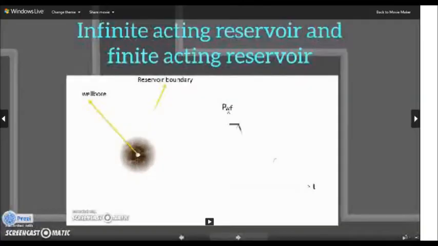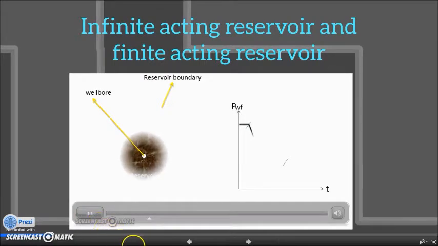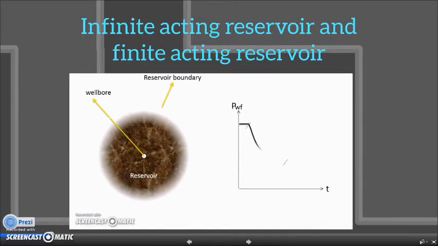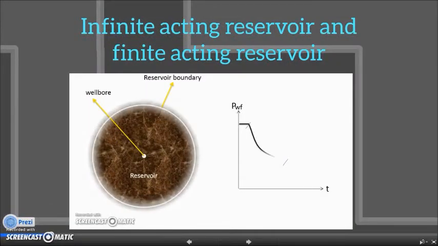In this section, we are going to learn what an infinite acting reservoir is and what a finite acting reservoir is. Assume that a well is located in a very large reservoir and producing at a constant flow rate. When we produce, a pressure disturbance is created in the reservoir. For now, we can see that the pressure disturbance has yet to reach the reservoir boundary, and therefore we can say that the reservoir boundary has no effect on the well pressure behavior. During this period, the reservoir is said to be infinite acting and the flow is unsteady or transient.